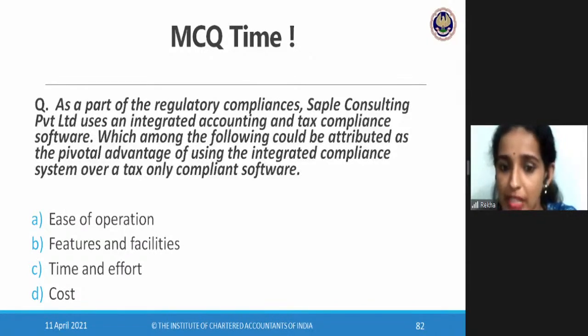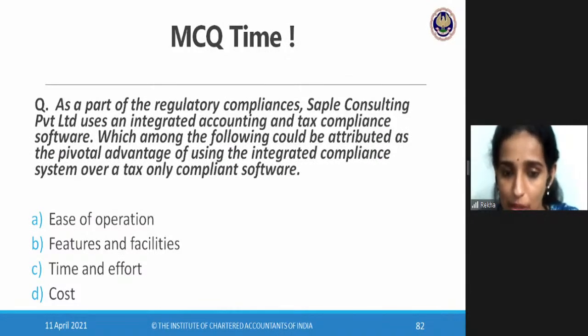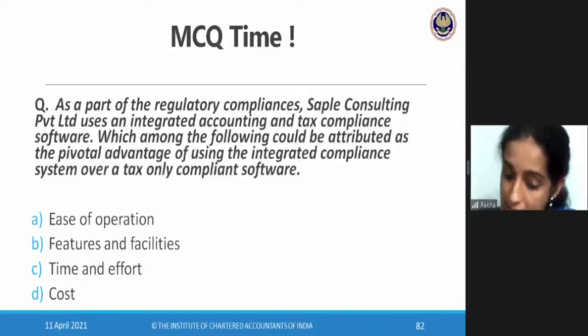What is the answer for this? The pivotal advantage of using an integrated one over a tax compliant one. Easy to operate: of course, it is the tax compliant one which is easier. Features: more compliance features with respect to tax will be there in a tax compliance software. Cost: tax compliance software will be less costly. But what happens with the time and effort? Data sharing: the time taken for transferring the data is more if you are using two different systems, right? So for the integrated system, the basic advantage is accuracy and the time taken for transfer. So here the answer is time and effort. Yes, C, time and effort.